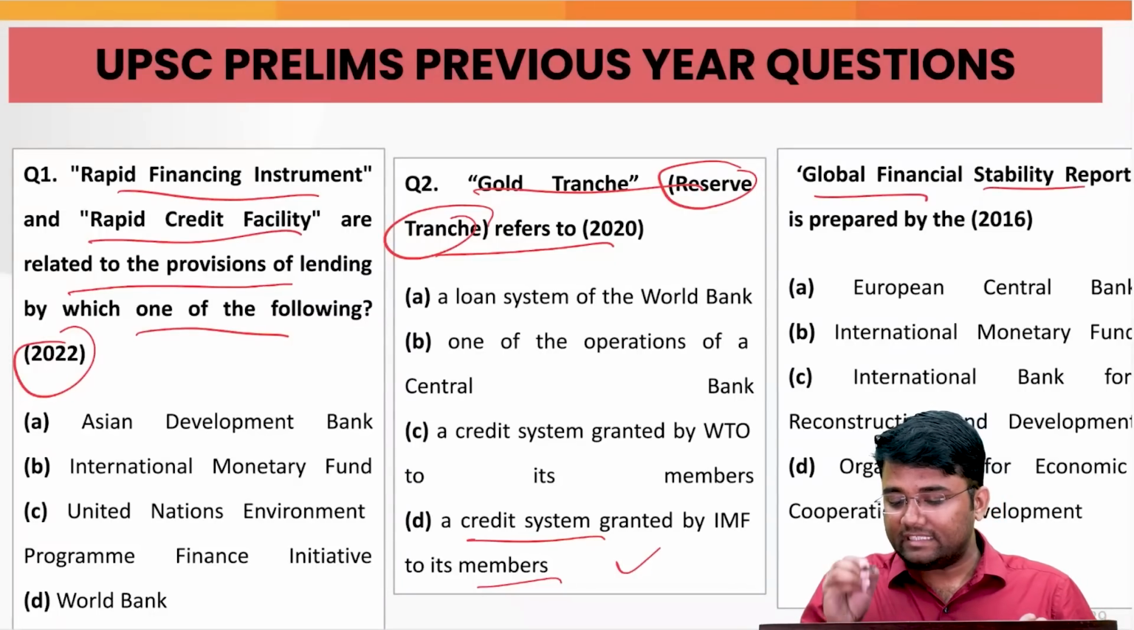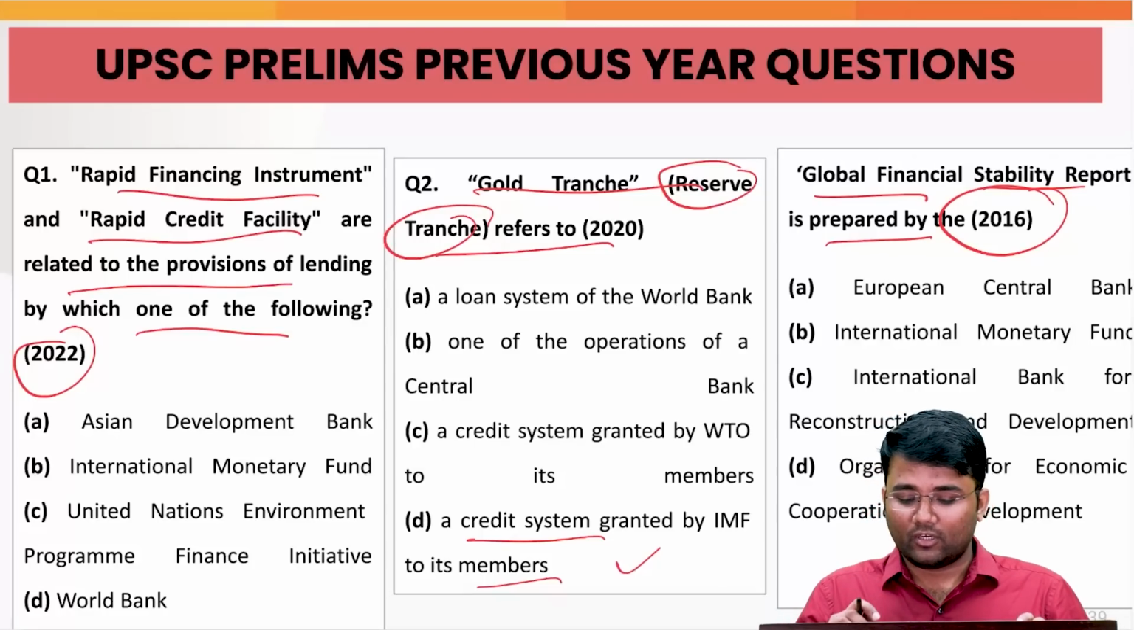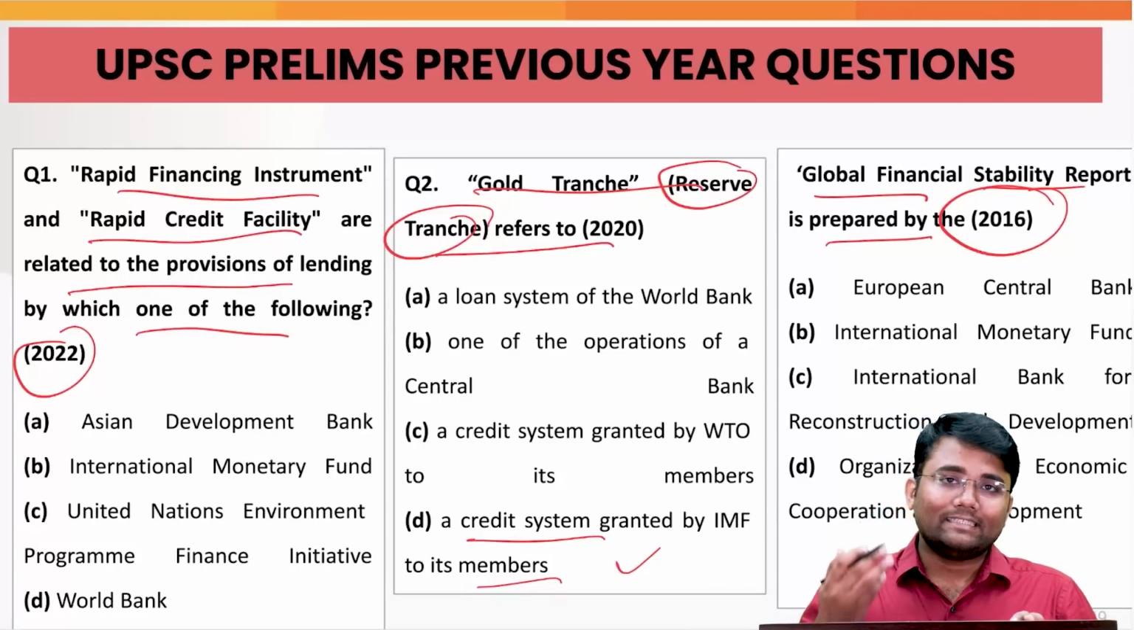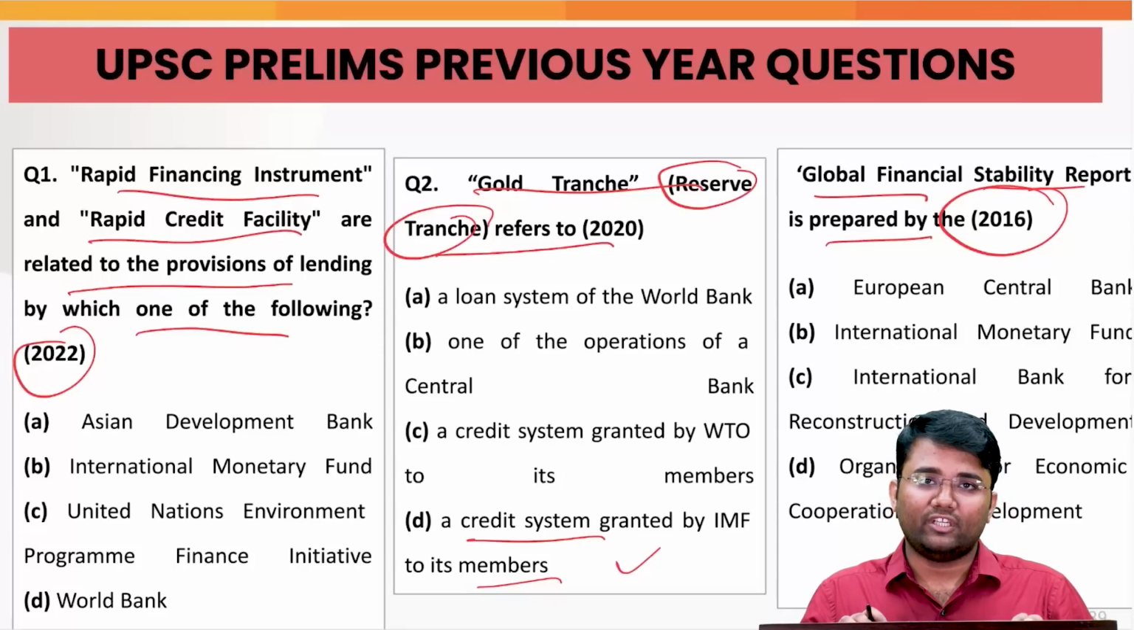Also, the Global Financial Stability Report is prepared by whom? This was asked in 2016. Please comment your answers in the comment box. And also tell me in the comment box what other reports are published by the International Monetary Fund.